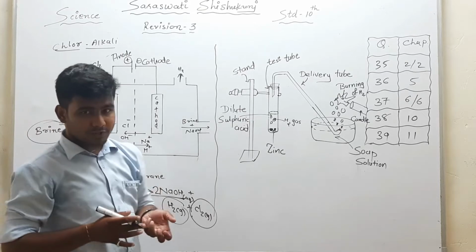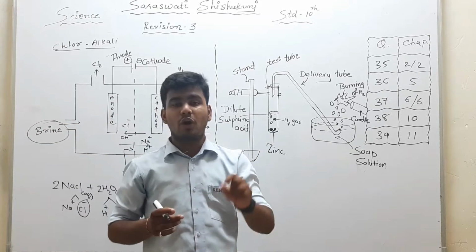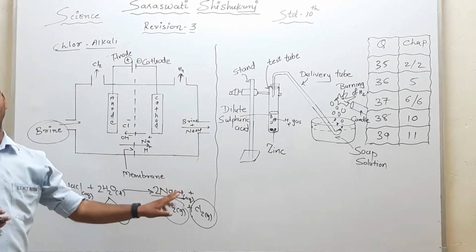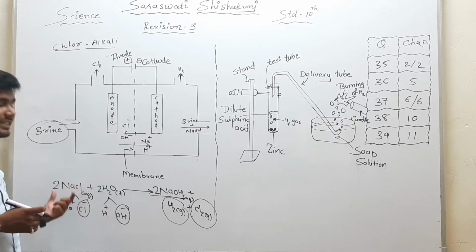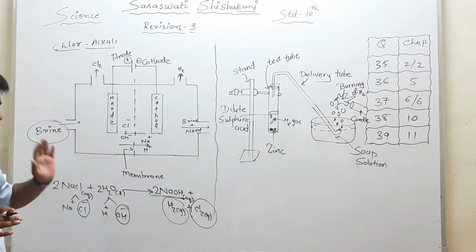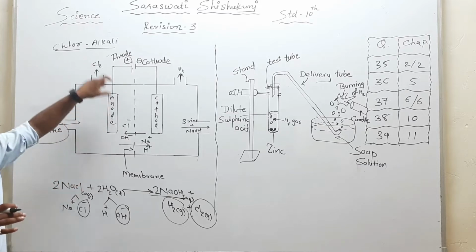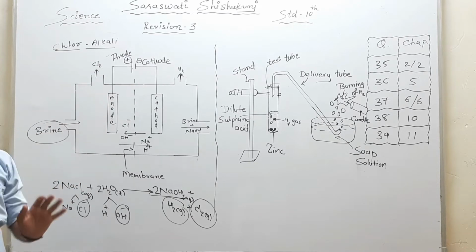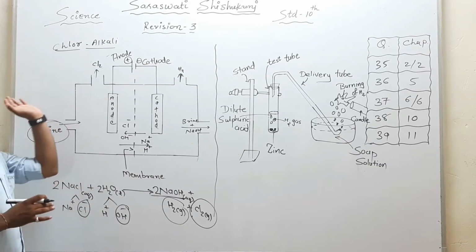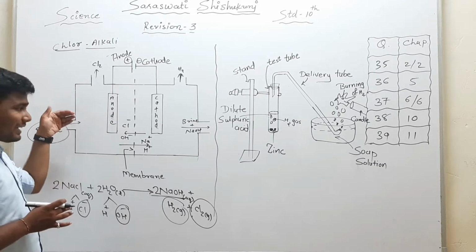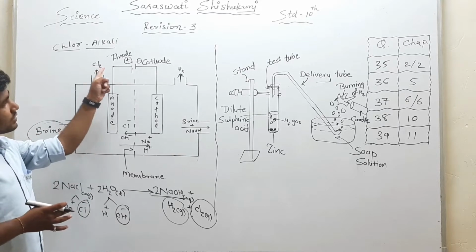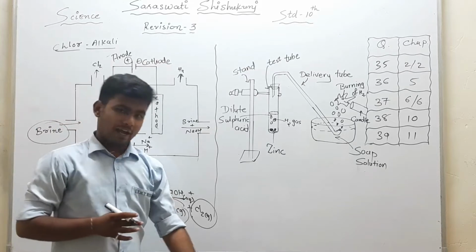This is an important question that can be asked in the exam: write a short note on the chlor-alkali method, or write the production of sodium hydroxide, or the electrolysis of brine. If any of these types of questions come, you have to write the chlor-alkali method. Keep in mind how we perform it: first we draw the figure, then we write its description, after that the equation, and then we also write the uses of chlorine and the uses of hydrogen.